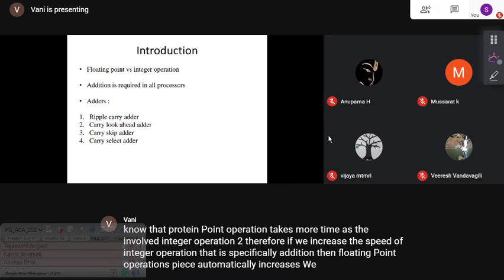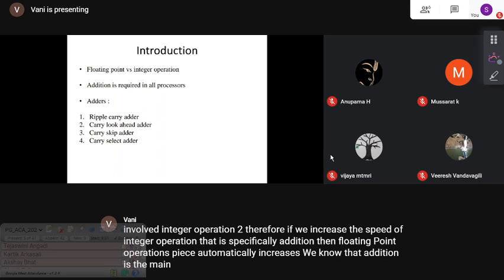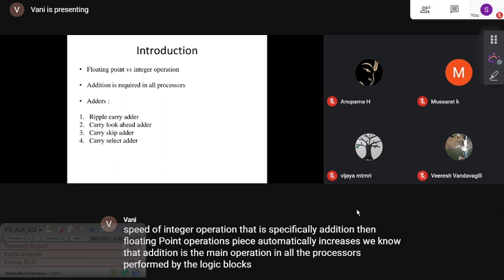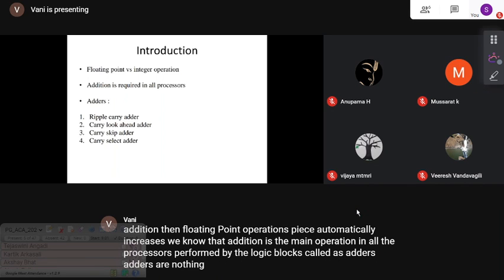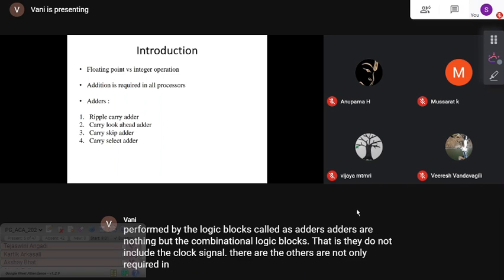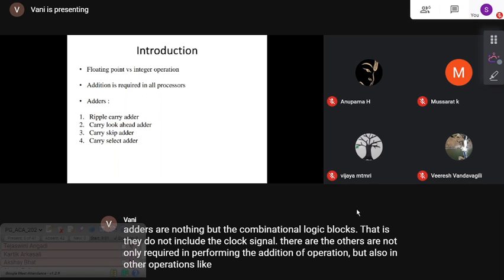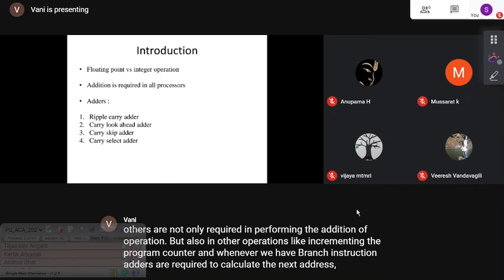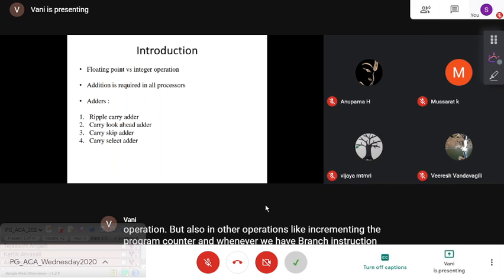We know that addition is the main operation in all the processors, performed by the logic blocks called adders. Adders are nothing but combinational logic blocks, that is, they do not include the clock signal. The adders are not only required in performing the addition operation, but also in other operations like incrementing the program counter, and whenever we have a branch instruction, adders are required to calculate the next address. So these are some of the operations where adders are required.